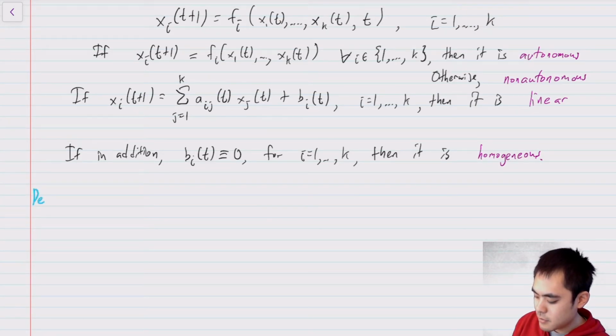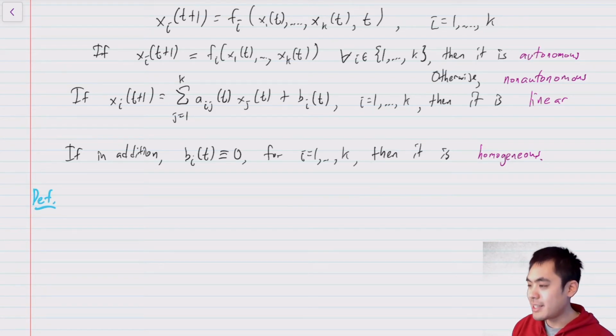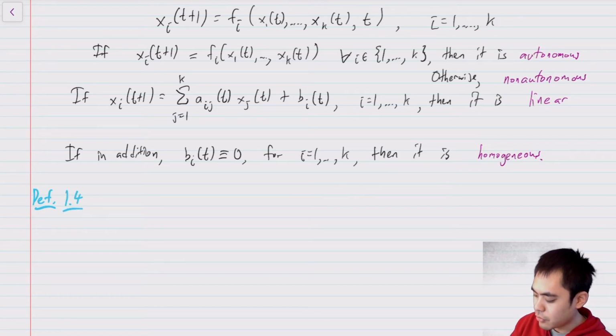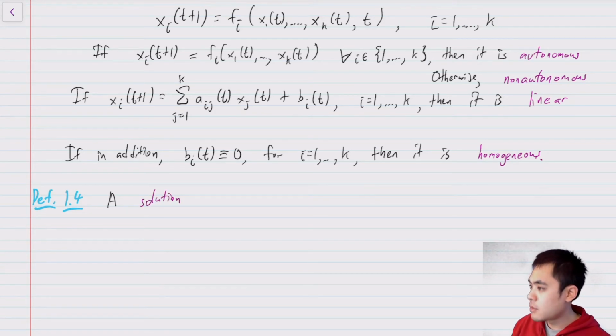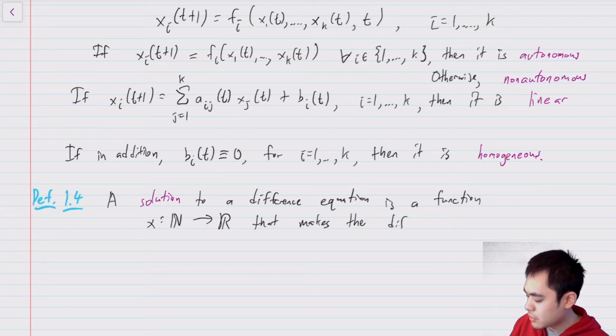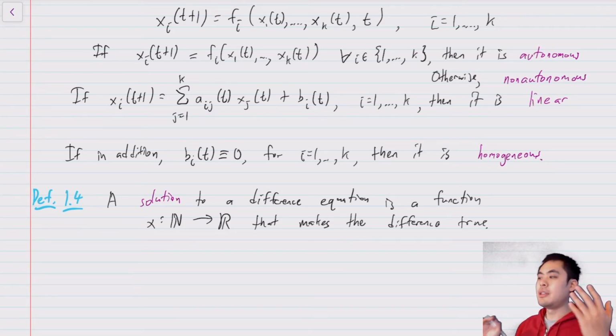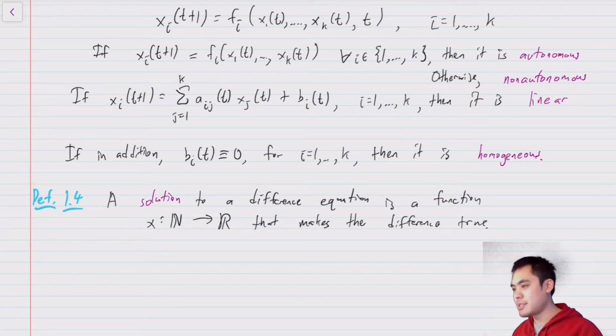And, well, now that we've defined what a difference equation or a system of difference equations are, we can also define a solution. So that is what you'd expect it to be. This is definition 1.4. A solution to a difference equation is a function, I'm going to call the function x, from the natural numbers to the reals, that makes the difference equation true. So basically, you substitute x in, x sub 1, x sub 2, etc., and the difference equation is true for all x sub i's.